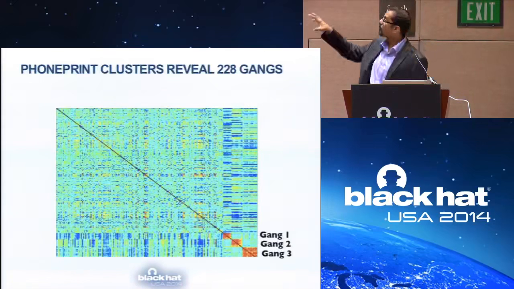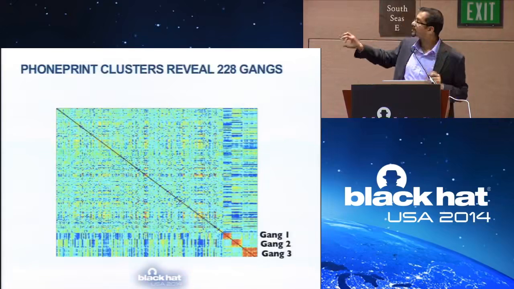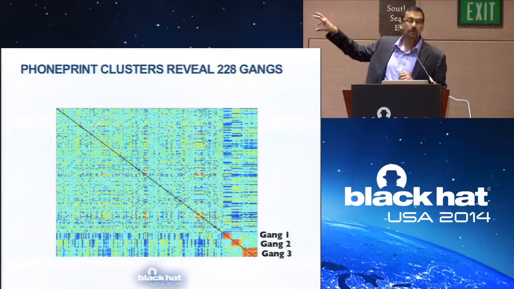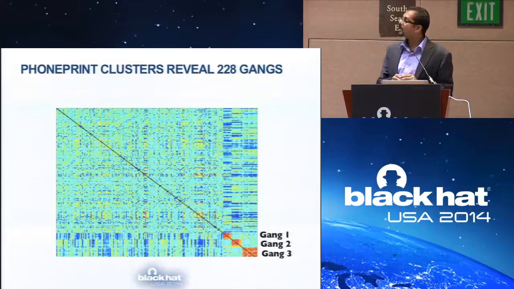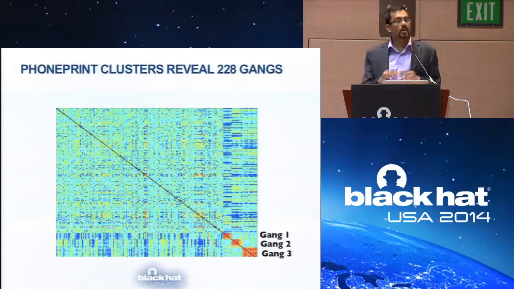Based on that, we've gotten all the calls, and you can start seeing red pockets forming, and these are the individual gangs accessing a different account on each call. And so you can start identifying these fraudsters. We were able to identify 228 different fraudsters using this.